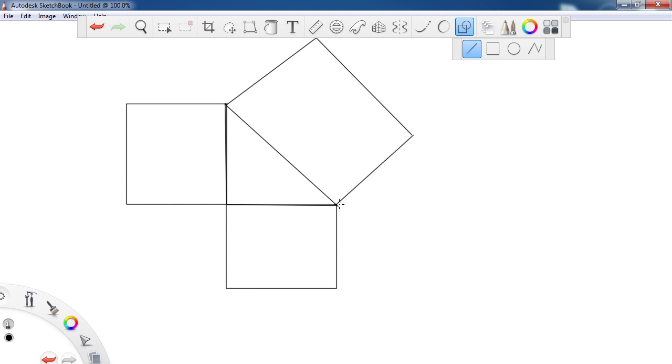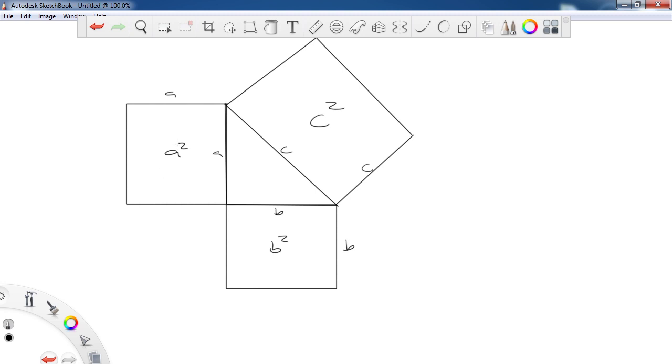Now my squares are not perfect because I'm not perfect, but this here would be b squared, like the area of this. So this is b squared. That's the square of b. That length is b, and this length is b. So b times b is b squared. This length is a, and this length is a. That would be a squared. This length would be c, and this length would be c. This would be c squared.